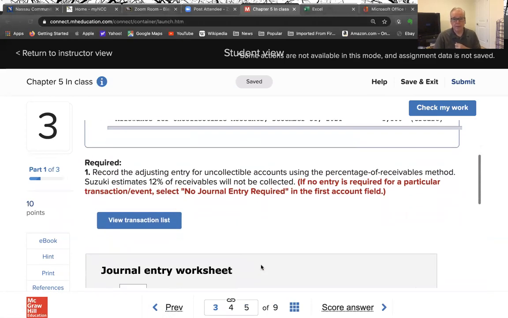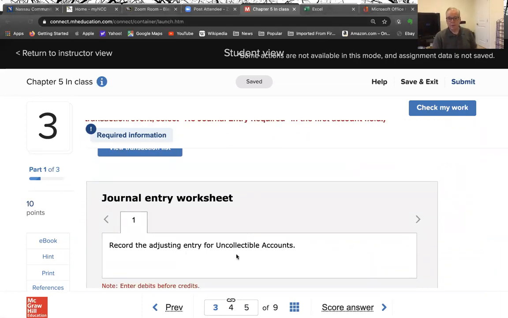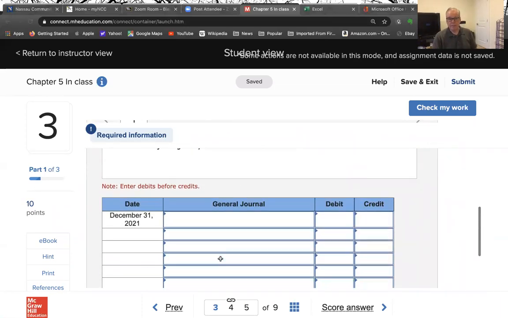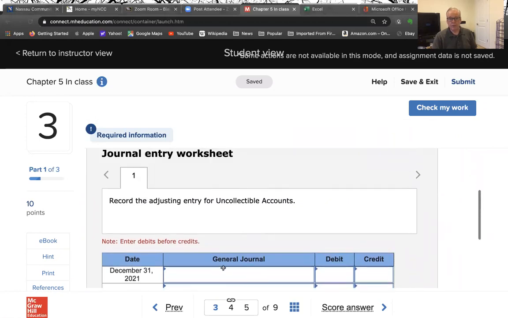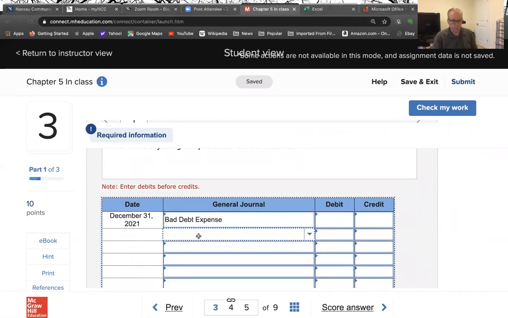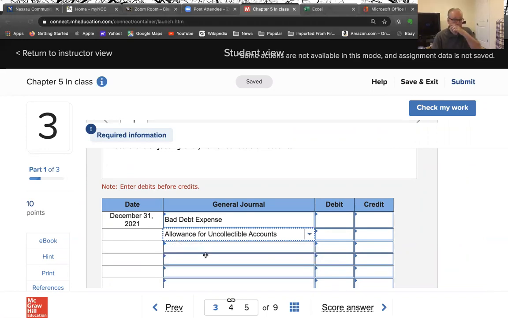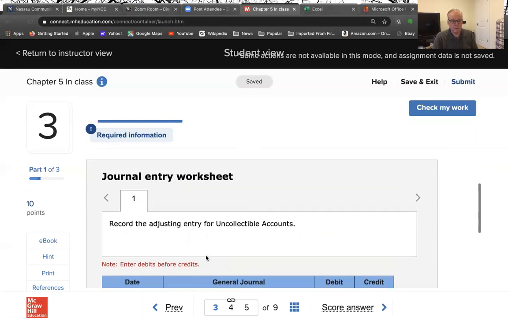Okay, so now we're back to this uncollectible accounts again. What's the journal entry? What's the adjusting entry for uncollectible accounts? Well, I know what that is. I just don't know what the numbers are. Right? I know I'm going to debit bad debt expense. I'm going to credit allowance for doubtful accounts.